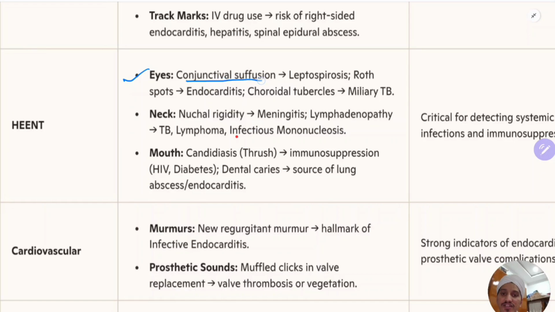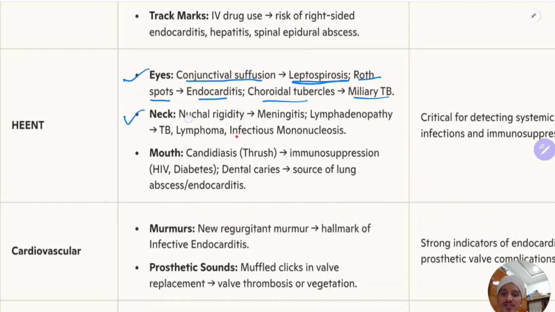So what is conjunctival suffusion? Redness of the conjunctiva along with fever. It can indicate acute uveitis, but also systemic infection like leptospirosis; it is an important sign. It is actually a hemorrhage below the conjunctiva, known as conjunctival suffusion. If you do fundoscopy, Roth spots that you can see point towards endocarditis, and if you find choroidal tubercles in fundoscopy, that points towards miliary tuberculosis. Roth spots in endocarditis, choroidal tubercles in miliary tuberculosis.